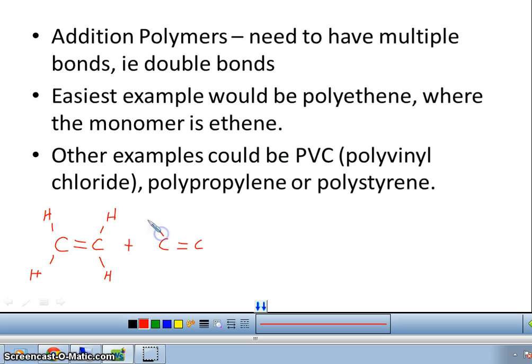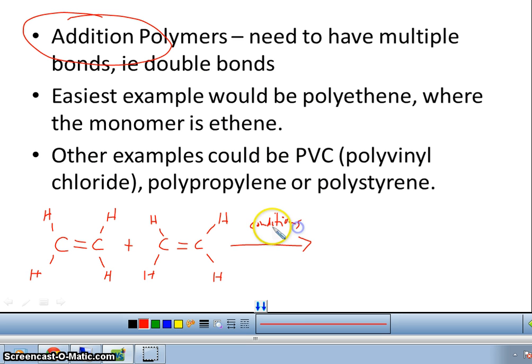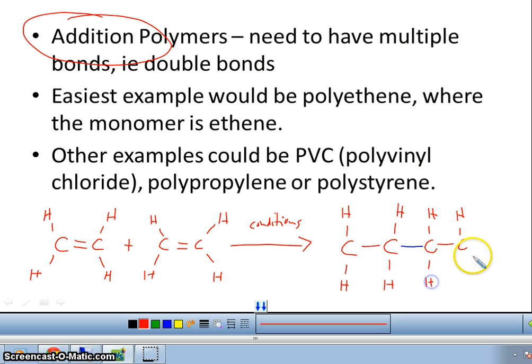Alright. I have two like this. If I'm going to add these together, hence it is addition polymers. Under the right conditions, can't remember off the top of my head what they are, but under the right conditions, I would have C single bond C, H, H, H, H. That's from this one, and then I would have a new bond formed to another carbon, hydrogen, hydrogen, hydrogen, hydrogen.